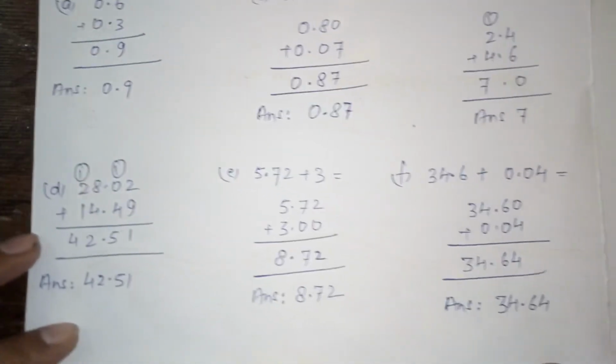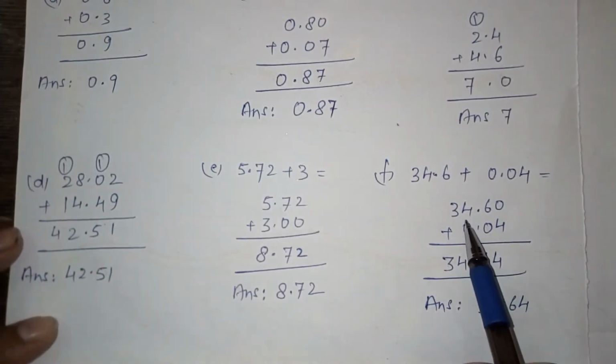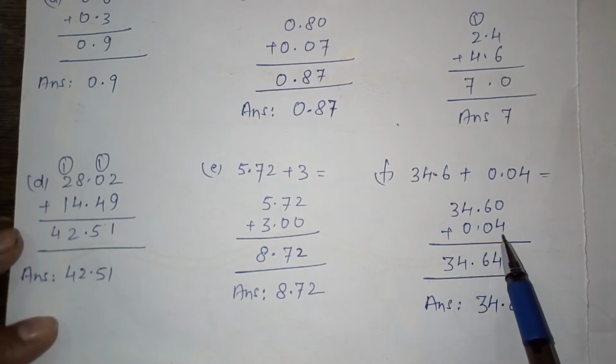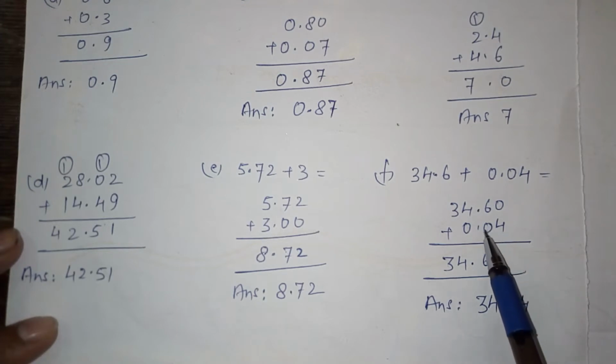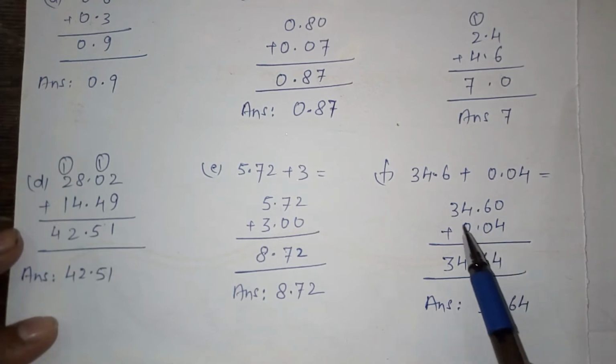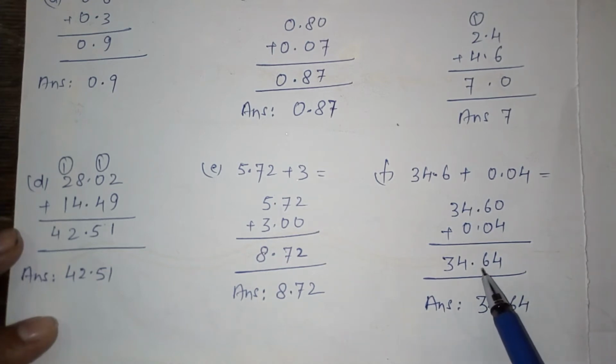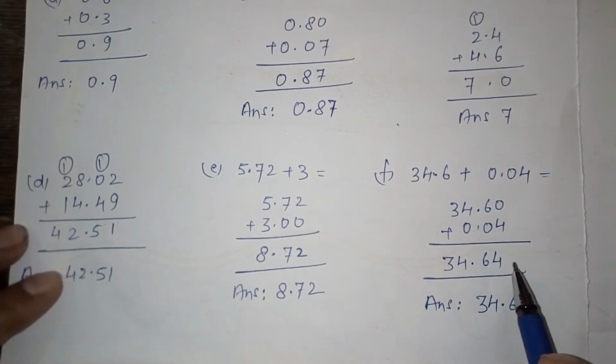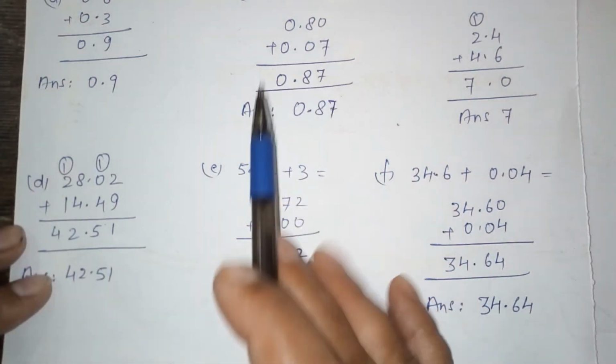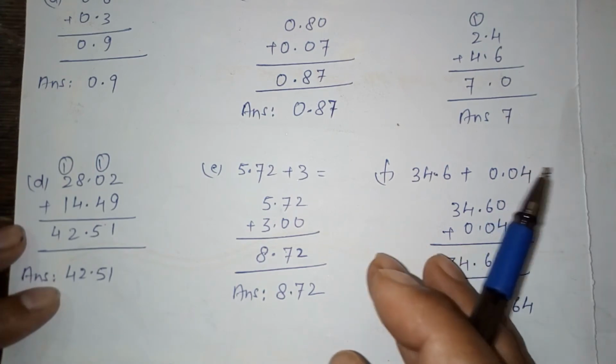Okay, your next question is 34.60 plus 0.04. After adding we will get 0 plus 4 is 4. 6 plus 0 gives you 6. 34 plus 0 gives you 34. Answer is 34.64. 34.64 is the required answer of the given question. Okay, my dear students, all these questions depend on the simple addition.